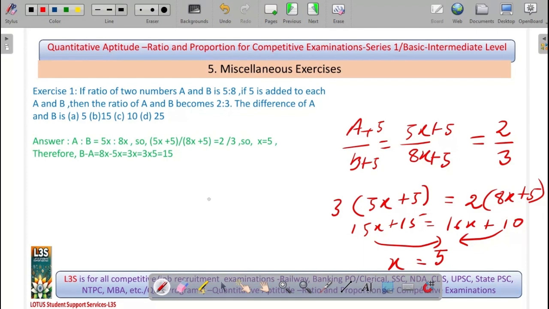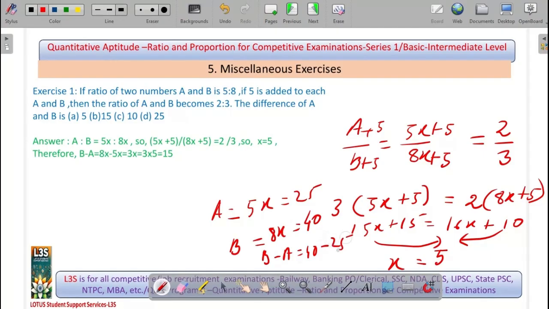Now what we have to find out is the difference of a and b. Now x is equal to 5, so a is equal to 5x, so this will be 25. b is equal to 8x, so 8 into 5, 40. So the difference is b minus a, 40 minus 25, so this becomes 15. So the difference between a and b will be 15. So option b, 15, is the right answer here.